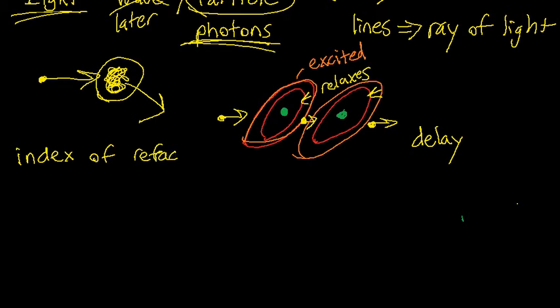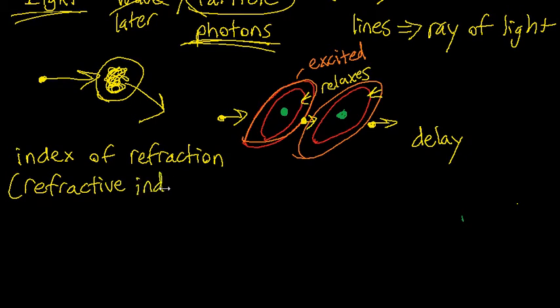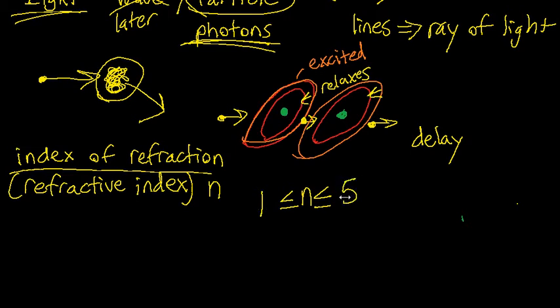Refraction. You might also see it called the refractive index. They're both the same thing, and they're generally written as n in equations. So all materials have an index of refraction, and an index of refraction for materials almost always lies in the range of about 1 to say 5.